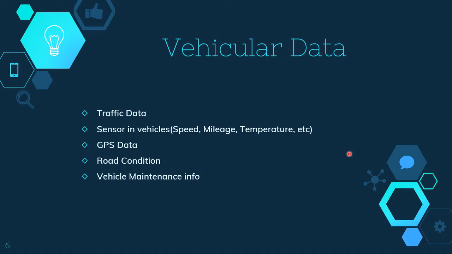Then there's road condition data, which would be things like congestion and maybe things like detours and potholes, or accidents, for example. Then there's vehicle maintenance information, which would be like how often someone does maintenance on their car, or how often certain cars have mechanical issues.